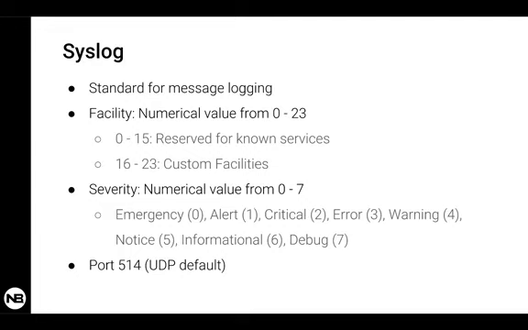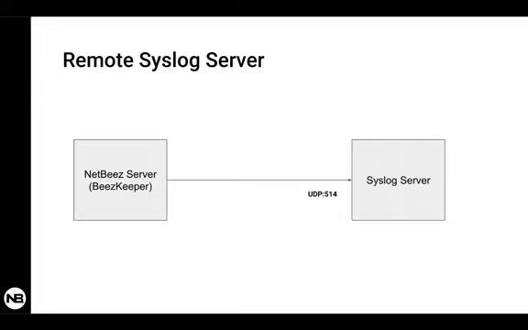The default port is port 514, and the default protocol is UDP, but some applications also support delivery via TCP, which is an acknowledged and connection-oriented type of protocol. So in this case, with a very simple diagram, I'll show you how you can configure your NetBeez server, the BeezKeeper, the dashboard, to send alerts and incident notifications to an external Syslog server.